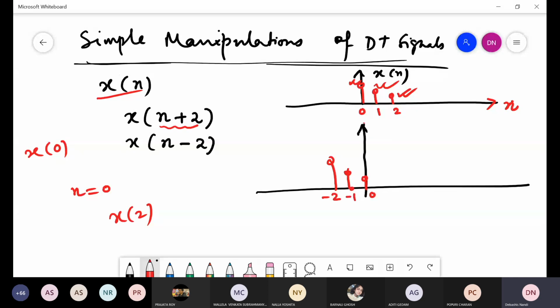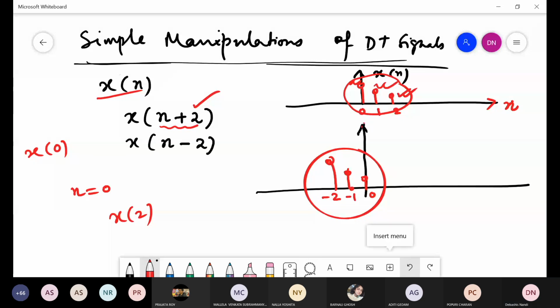So we are getting the same signal shape here, but the signal is shifted to the left hand side with respect to the vertical axis. And how many samples are delayed or advanced? There are 2 samples shifting to the left hand side.